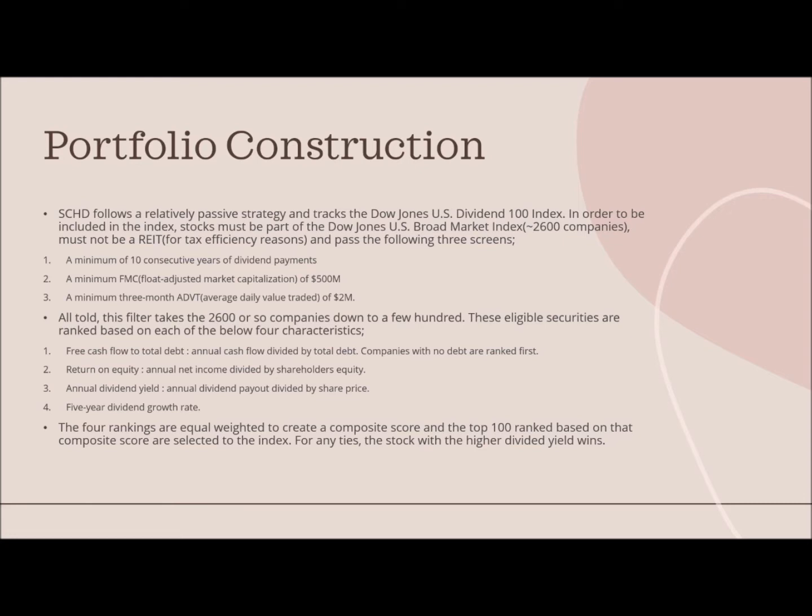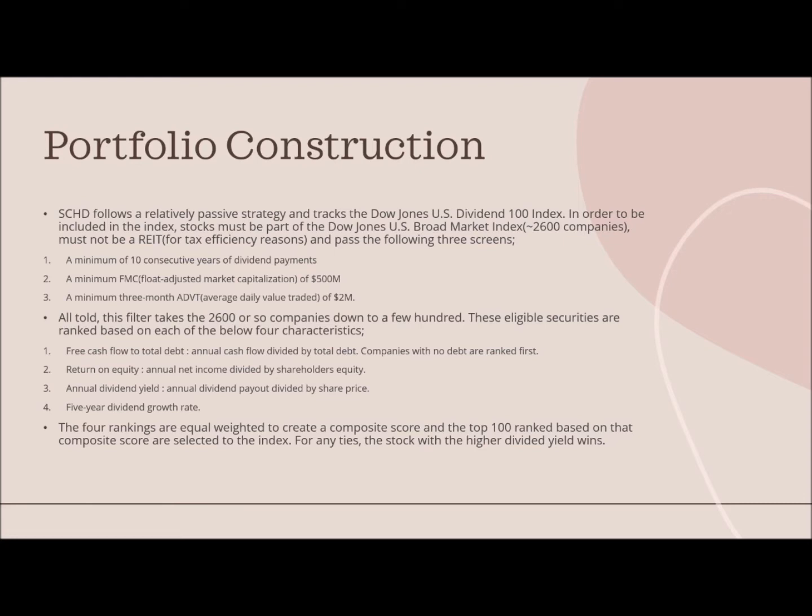So let's imagine there's 300 companies. These companies are ranked on each of these four characteristics. So for example, for annual dividend yield, the company that has the highest annual dividend yield will be ranked first in this hypothetical scenario of 300 companies and will get 300 points. The one that's ranked absolutely last will get 1 point. The same ranking is repeated for all of these other characteristics: dividend growth rate, return on equity, and free cash flow to total debt. And then these four rankings are equal weighted to create a composite score, and the top 100 ranked based on that composite score are selected to the index. And for any ties, the stock with the highest dividend yield wins.